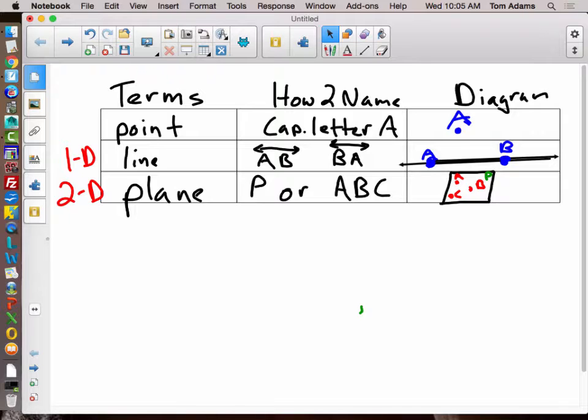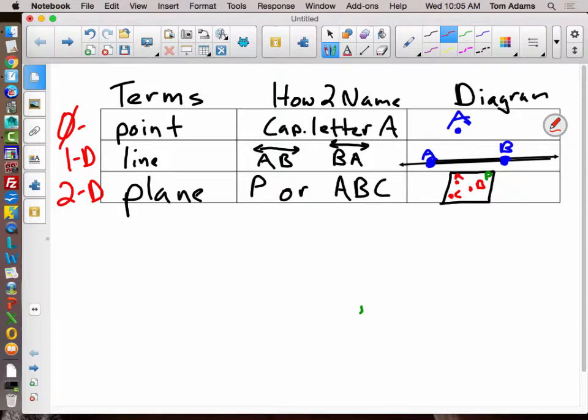So let's go back to that original question that I asked you guys. How many dimensions do we measure the point? Can you measure the length of a point? No. So how many dimensions would that be? 0 dimensions.